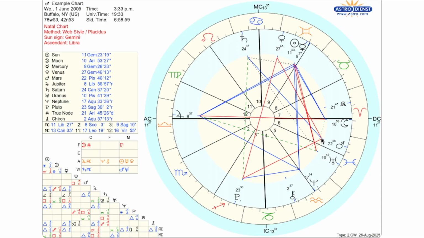But after that, we want to look at the different house rulerships and see how everything is relating together. So let's notice a couple of things. The first is that we have the ruler of the 10th house, which relates to the career, in the 6th house, because the 10th house sign is Cancer and is ruled by the moon. And here we find the moon in the 6th house in the fiery sign of Aries.